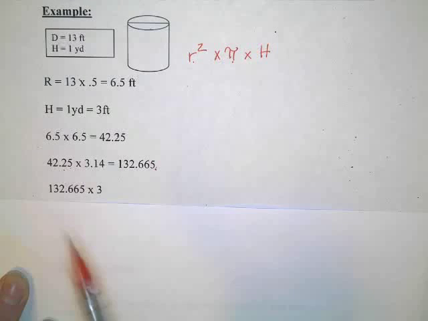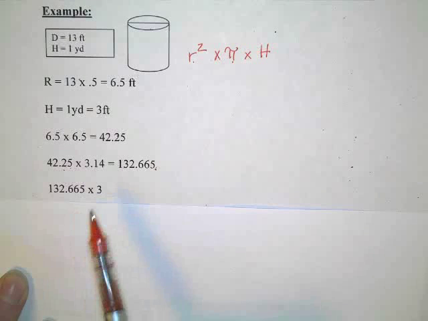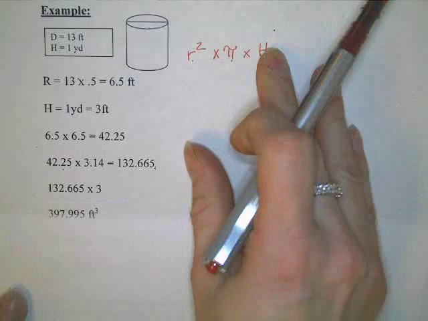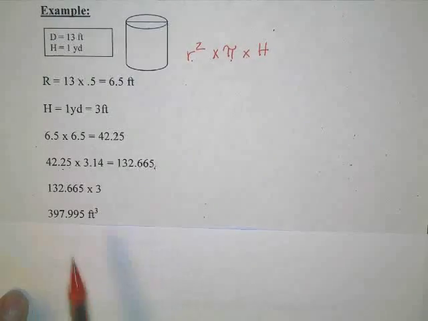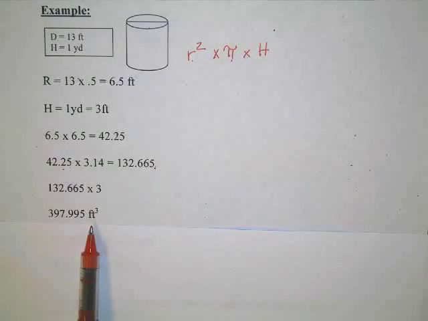So then you're going to take 132.665 times 3, and we label it feet cubed. So it should be 397.995 feet cubed. There's no rounding. That is the answer.